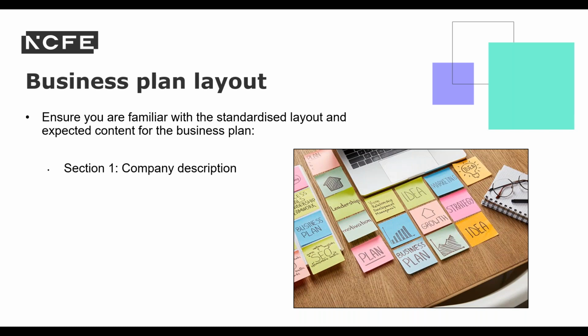So section 1 is the company description. This should include detail about the business. So for example, the name of the business, a summary of the current business and the planned expansion into online sales. Learners could identify the aims and objectives of the business and the legal structure.